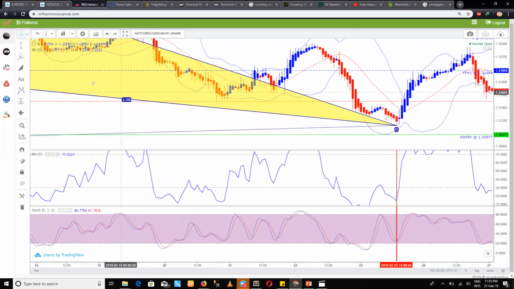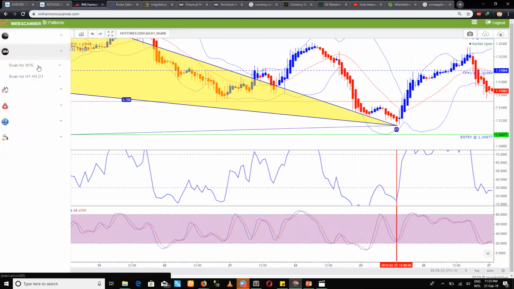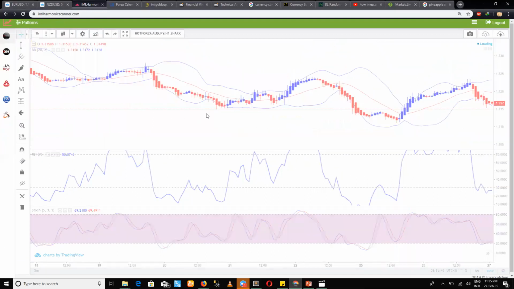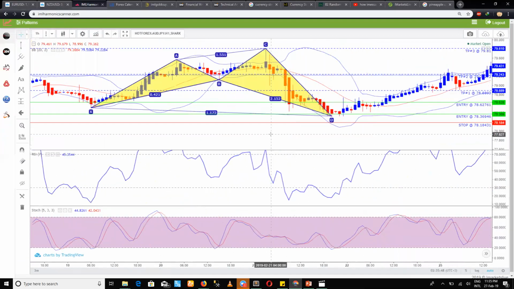So guys, let's just check out some other scans and see the ones that went into profit and see if we had our confirmations in line. Let's see. Okay, let's just go into this and see what we have. Okay, so let's say AUDJPY. Okay, sweet.